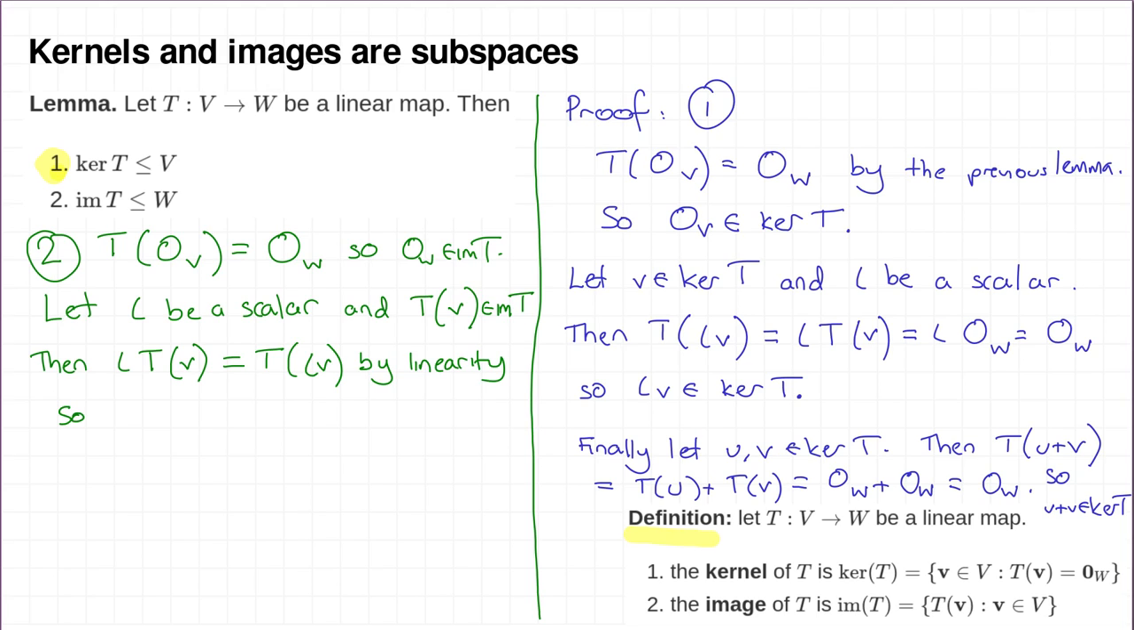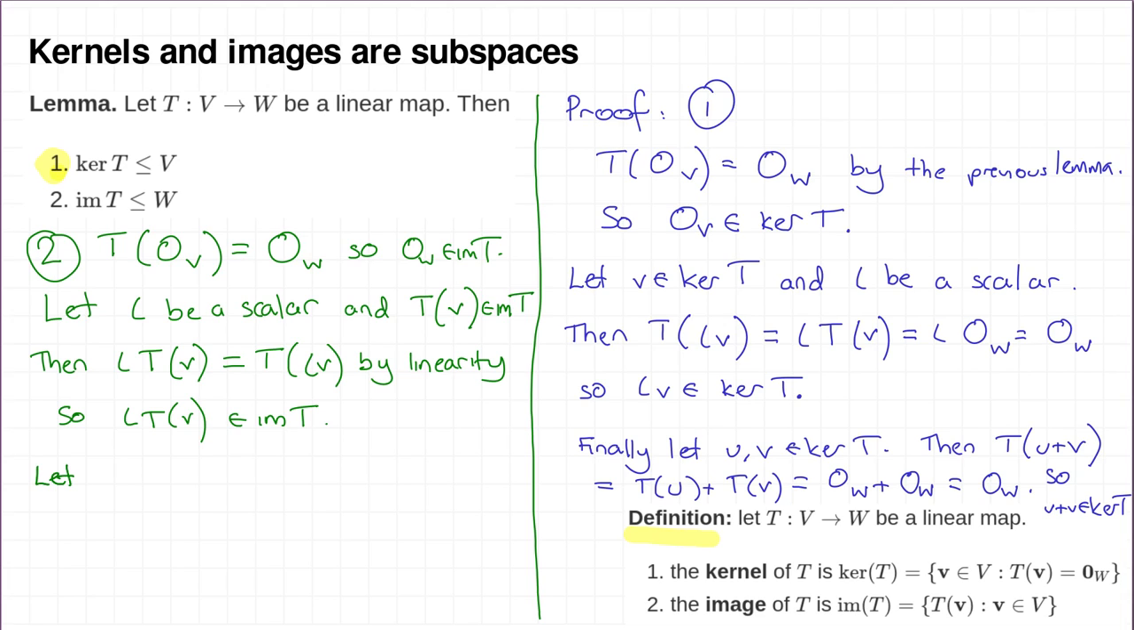But t of L times v, well, that's an element of the image of t. It's t applied to something, so for sure it's an element of the image of t. So L times t of v is equal to t applied to something, so it is in the image of t. We've shown that the image is closed under scalar multiplication. Let's now do addition.